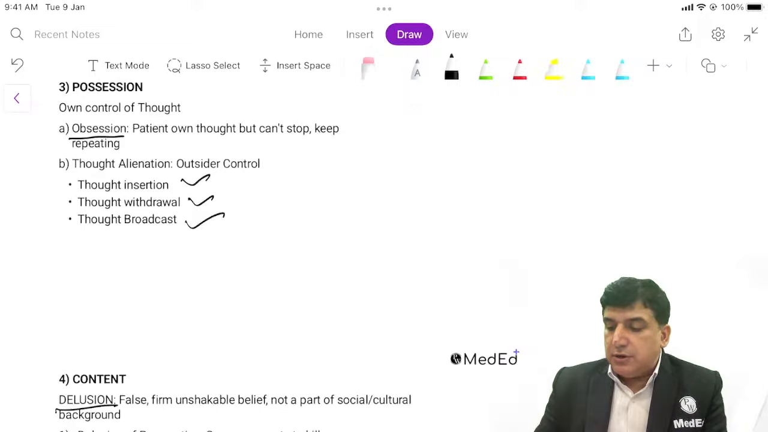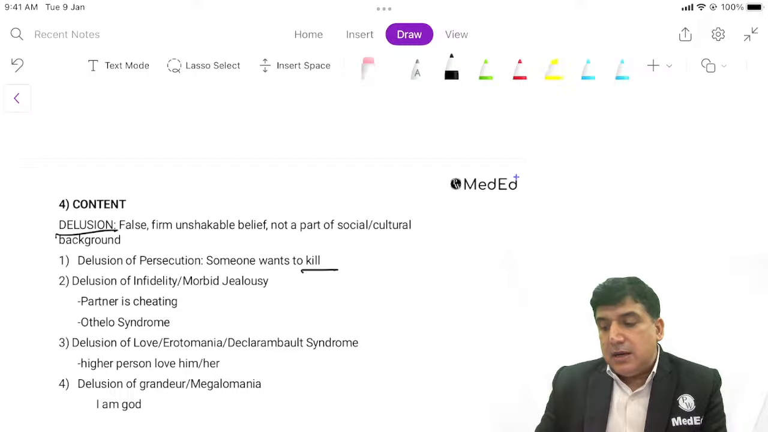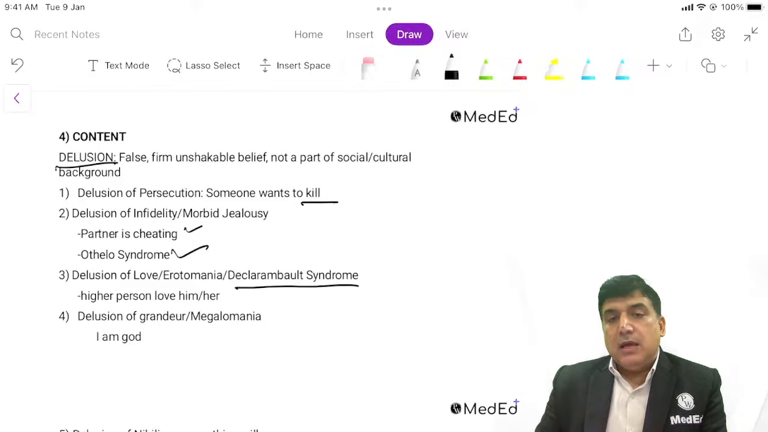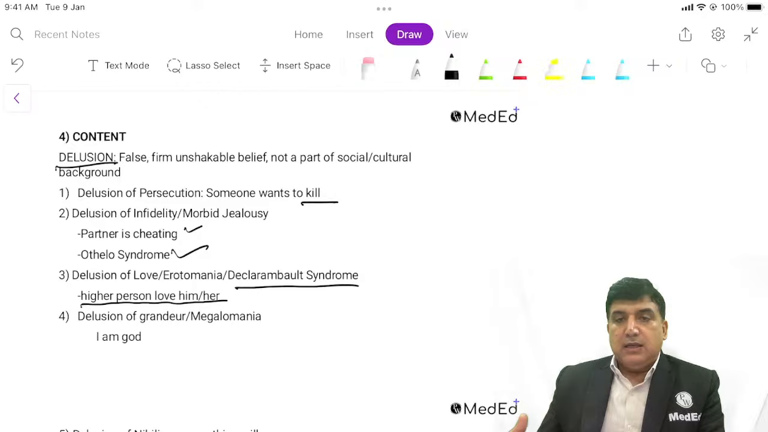So delusion comes under thought content and obsession comes under possession of thought. We have various delusions. Delusion of persecution: the patient feels that somebody wants to kill him. Delusion of infidelity, or Othello syndrome: the partner is cheating. Delusion of love, erotomania, or de Clerambault syndrome: a person of higher status is in love with her or him. Delusion of grandiosity, megalomania: the person thinks, I am a god, very unique, special, influential, about power and money.